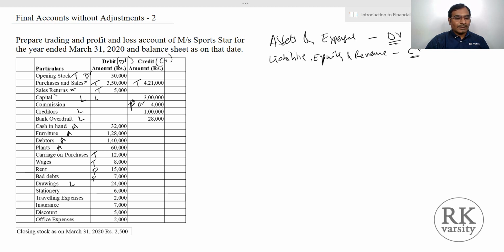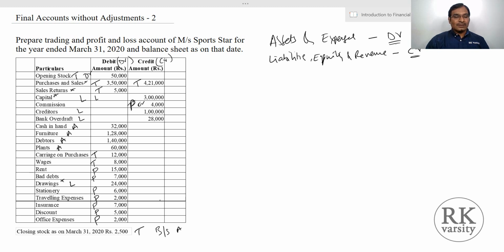So here we have capital, we put a star here for capital, so this has an adjustment, that is drawings. For drawings also we put a star. Stationery is an indirect expense, so shown in the profit and loss account. Traveling expenses, indirect expense, shown in the profit and loss account. Insurance is an indirect expense, shown in the profit and loss account. And this is discount allowed. A debit balance means expenditure, it is allowed, so profit and loss account, expenses side. Office expenses, again profit and loss account. Closing stock appears in the trading account, credit side, as well as the balance sheet, asset side.